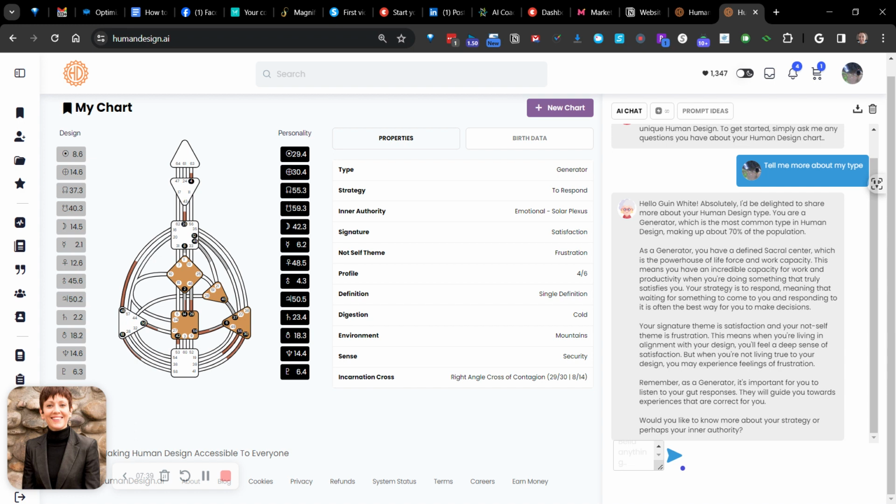My signature theme is satisfaction, so she's already talking about the signature, and the not-self theme of frustration. This means that when you're living in alignment with your design, you'll feel a deep sense of satisfaction. But when you're not living true to your design, you may experience feelings of frustration. She says, remember, as a generator, it is important for you to listen to your gut responses. Interesting. They will guide you towards experiences that are correct for you.